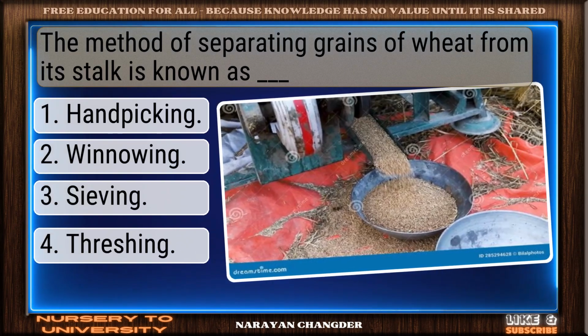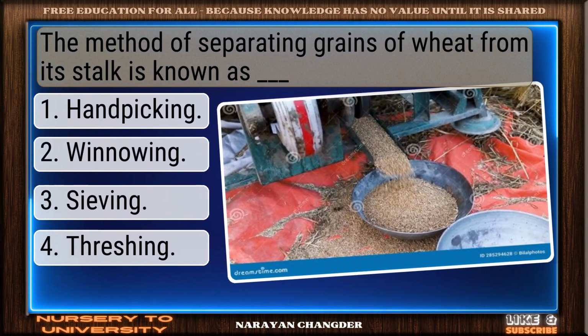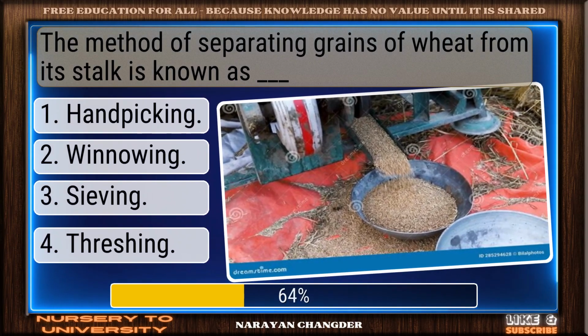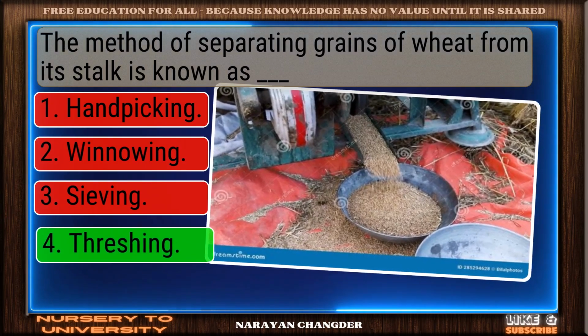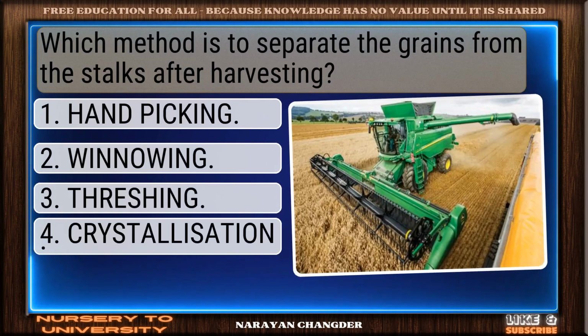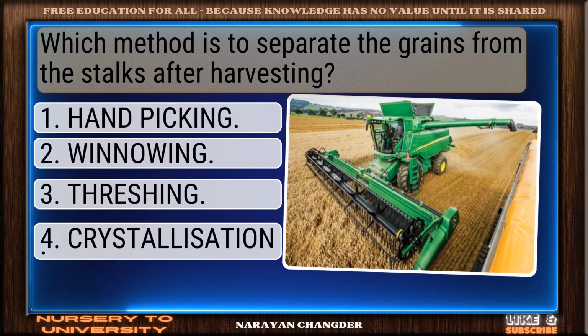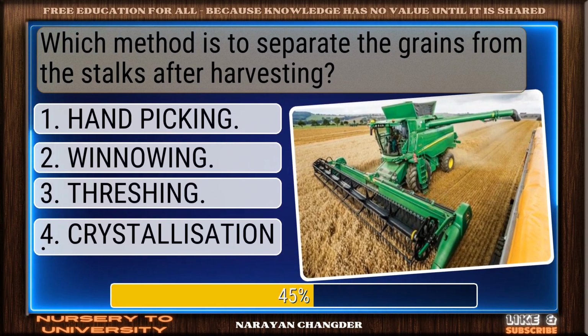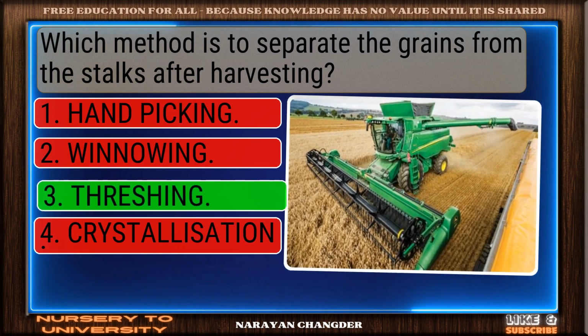The method of separating grains of wheat from its stalk is known as dash. Correct response. Threshing is the most accurate answer. Which method is to separate the grains from the stalks after harvesting? You got it. Your choice, threshing, is right.